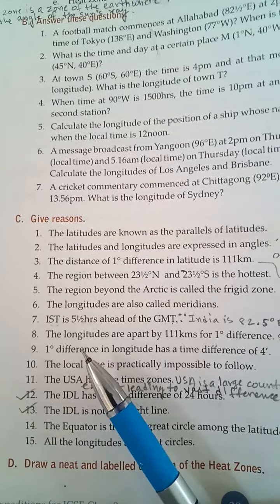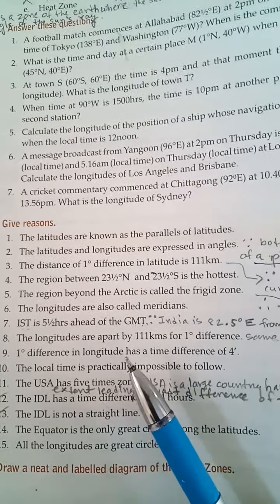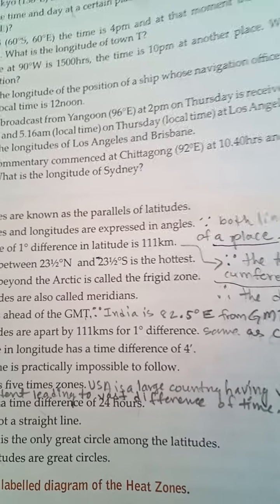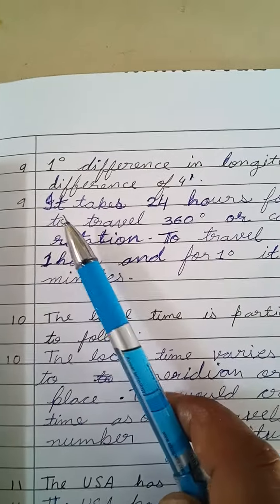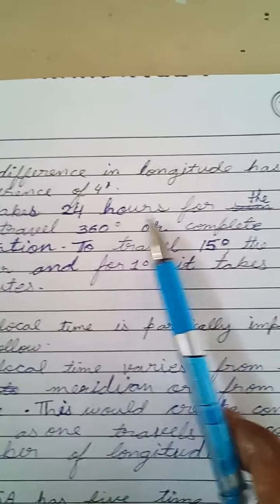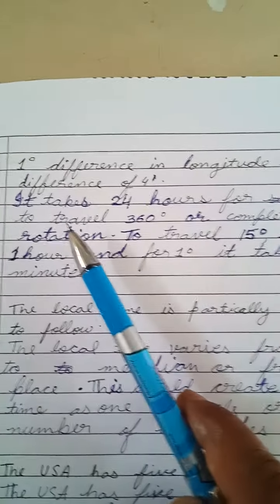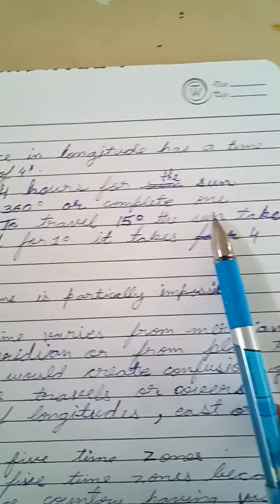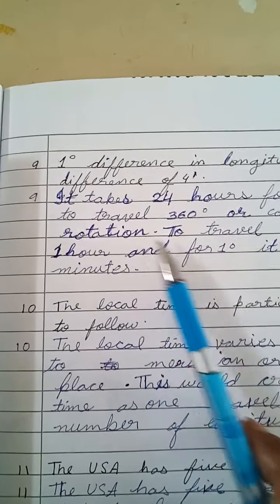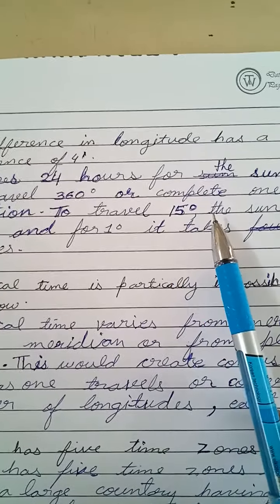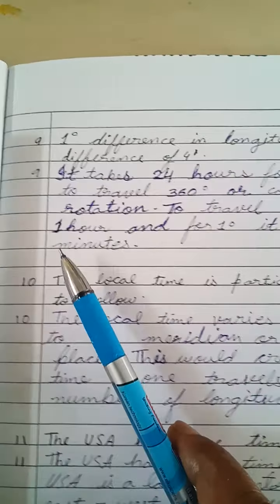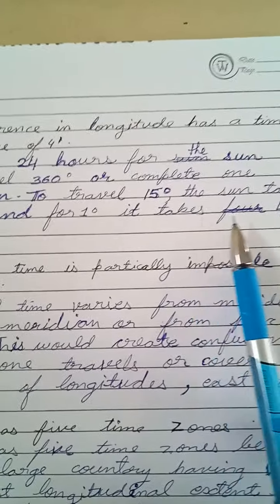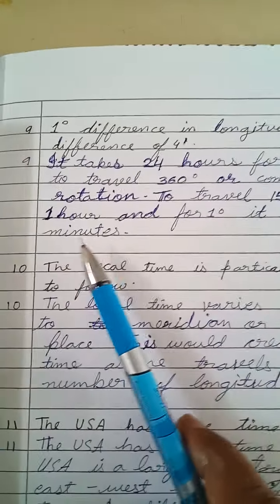1 degree difference in longitude has a time difference of 4 minutes. Answer is found here. It takes 24 hours for the sun to travel 360 degrees or complete one rotation. To travel 15 degrees, the sun takes 1 hour, and for 1 degree, it takes 4 minutes.